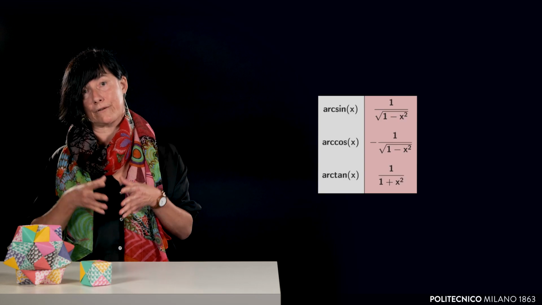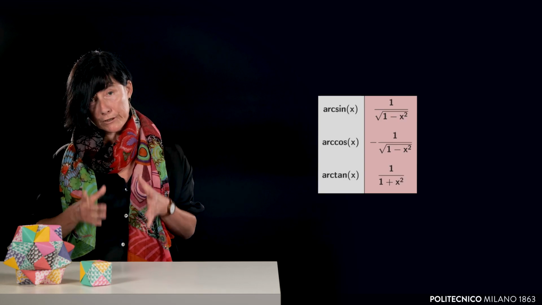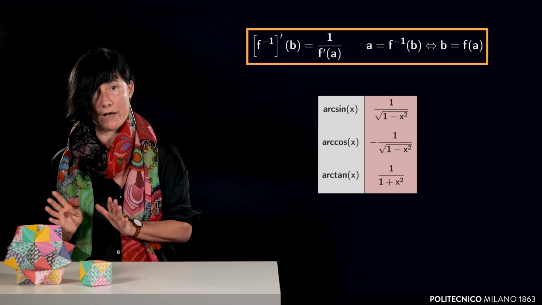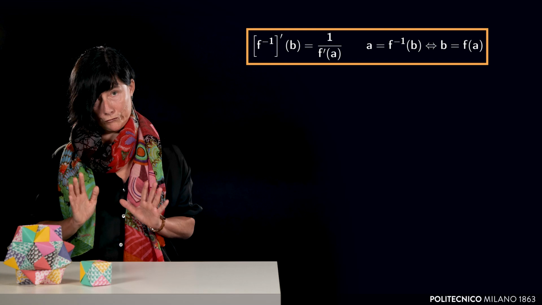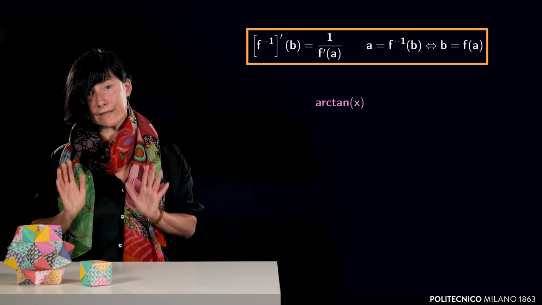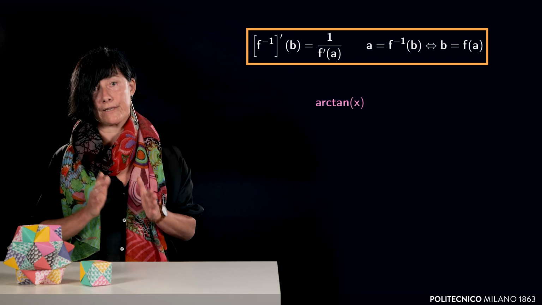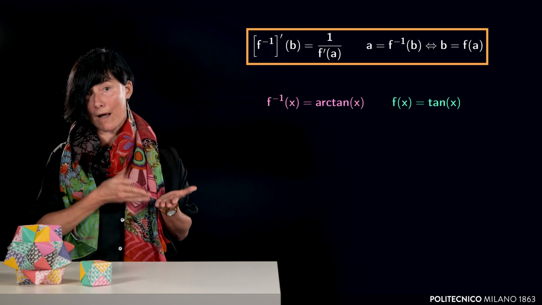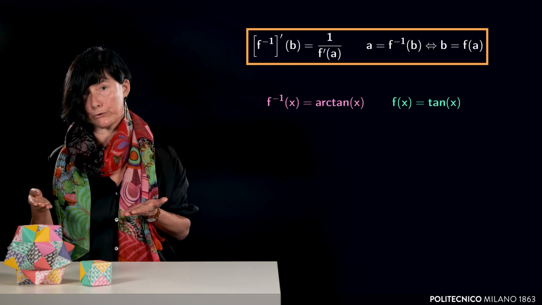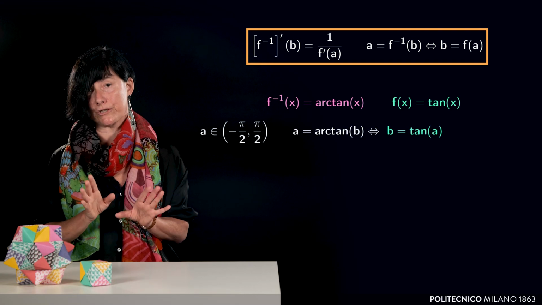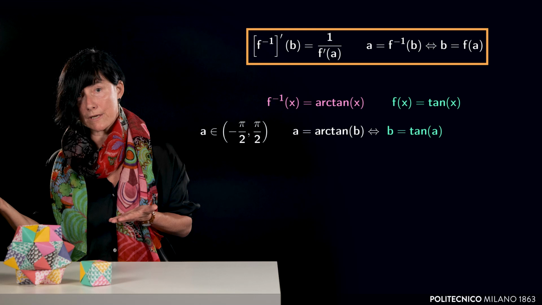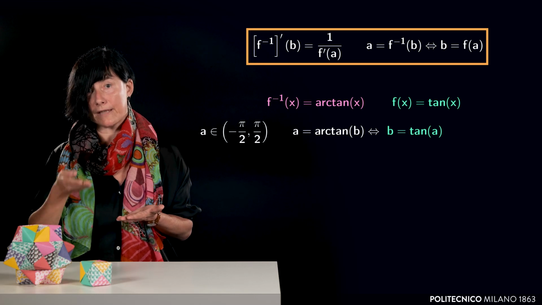We conclude with the derivative of the inverse trigonometric functions. The proper tool here is the theorem about the differentiation of an inverse function. So, for instance, the arctangent function is defined as the inverse of the tangent when restricted to the open interval minus pi over 2, pi over 2, according to this relation here. A equal to arctangent B means that B is the tangent of A.